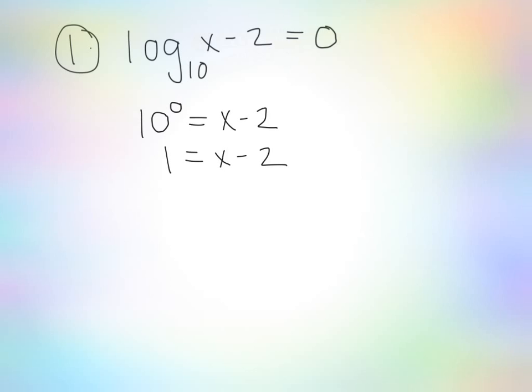And then if you move everything over to where you want it, it can be 3 equals x, or x equals 3. And you check that because you don't want there to be a negative or anything over here. So say that if x were 1, you would get log of negative 1 base 10 equals 0, which can't be true. So 3 does work because you get log of 1 base 10 equals 0, which is true. So go ahead and put that in your solution set.